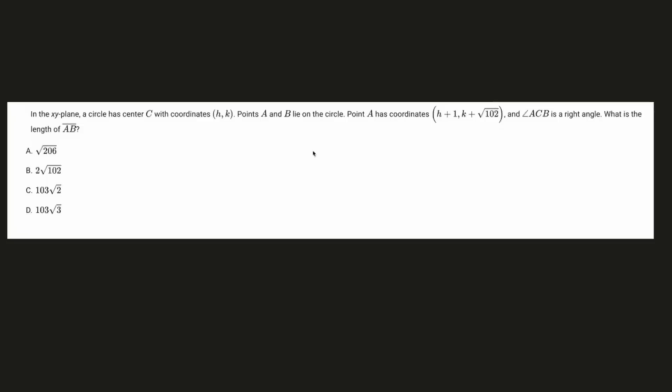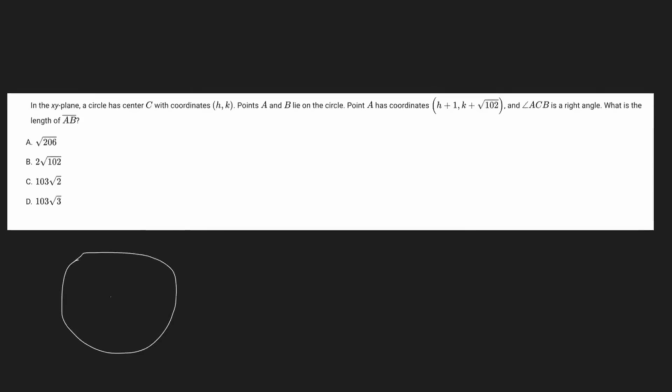In the xy plane, a circle has center C with coordinates (h, k). So let's just draw our diagram here. So we have this circle, not a great circle, but we can deal with it. And it has a center C, right? So let's just label this C. With coordinates (h, k), point A and B lie on the circle, and point A has the following coordinates: (h plus 1, k plus square root 102). So that's an interesting way of depicting point A.